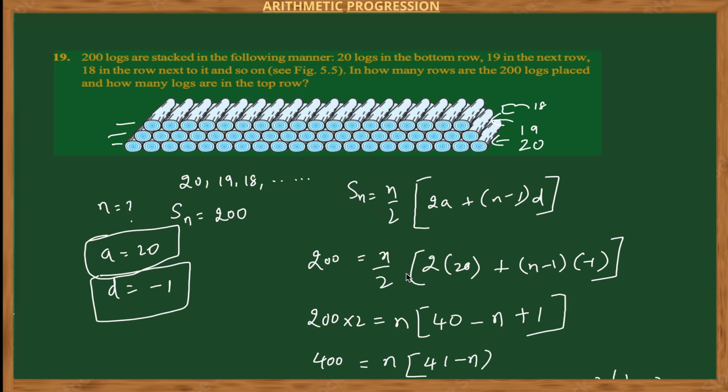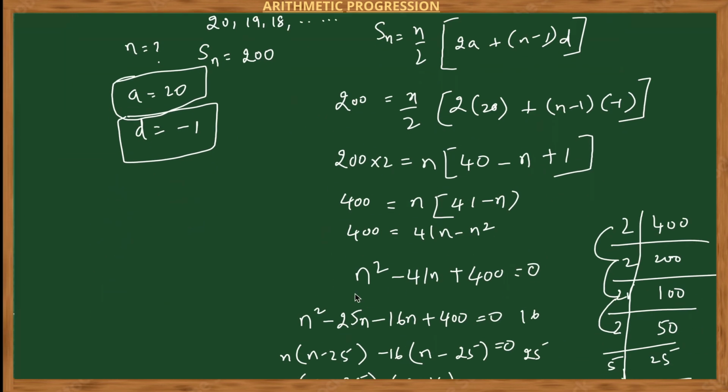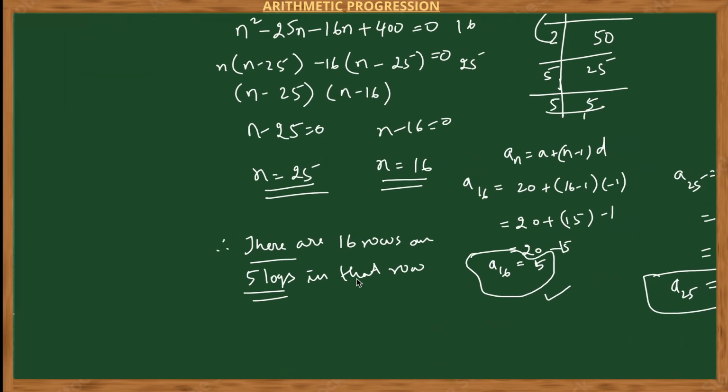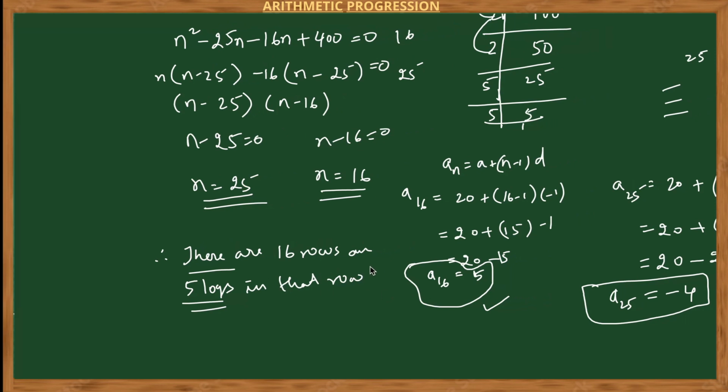When we sorted it out, it came to a quadratic equation, and we got two values. To find which is the correct value, we substituted using the nth term formula, and we could identify the correct answer. That is 16. There are 16 rows and there are 5 logs in that row. Hope this is clear.